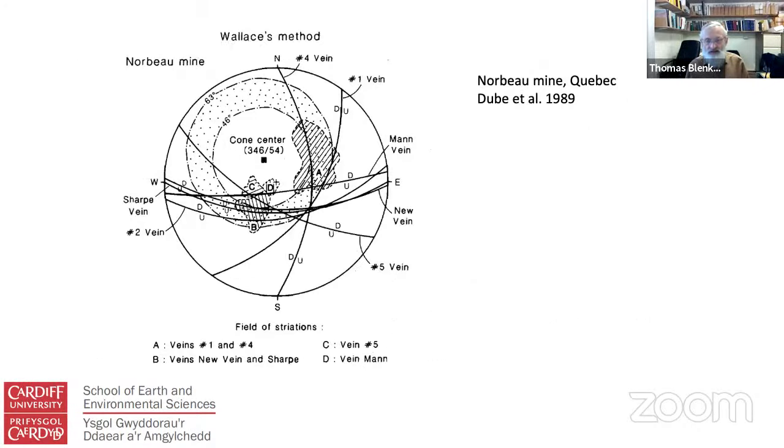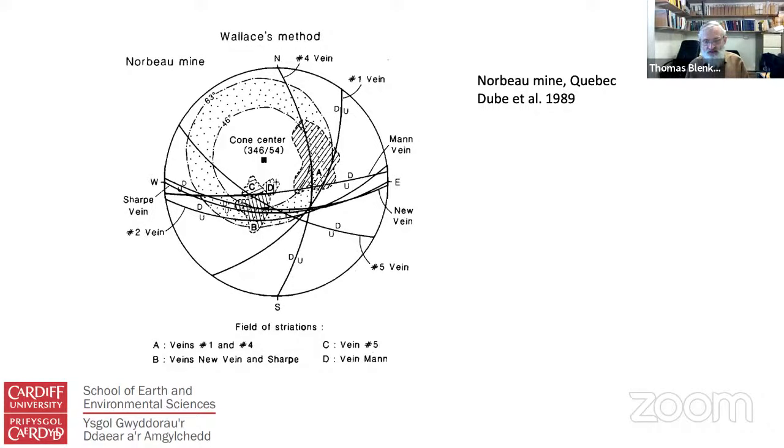Another one in the next slide, in fact this is the first one that I was widely aware of, from the work of Benoit Dubé and others in the Norbeau mine in Quebec, in which they identified that within a particular mafic sill, there were a variety of orientations of auriferous veins, and they also related these multiple different orientations to a single kinematic picture, which they deduced using Wallace's method. So this was a nice example indeed of how the deformation zone network came to be organized around principal strain axes.